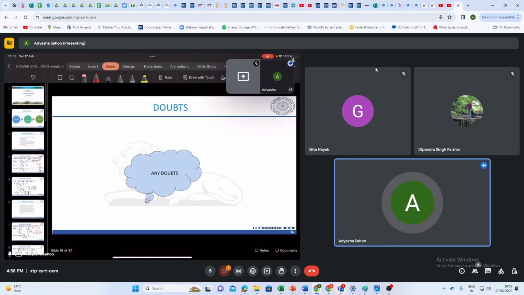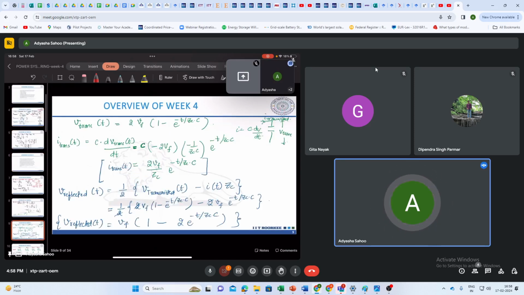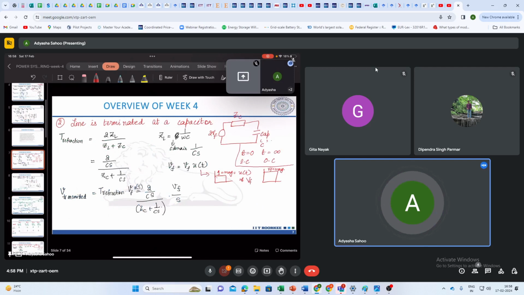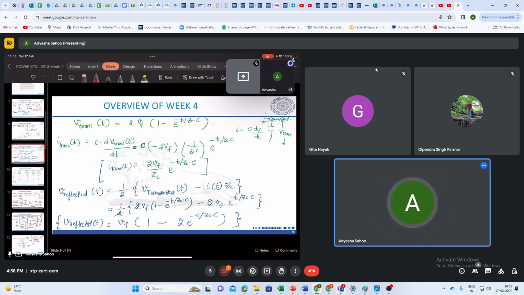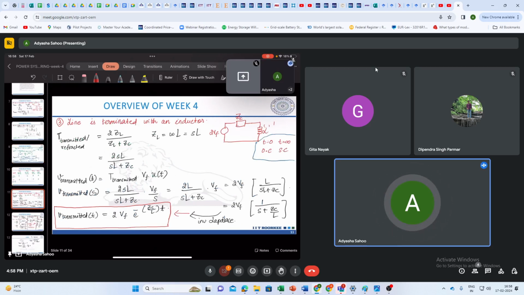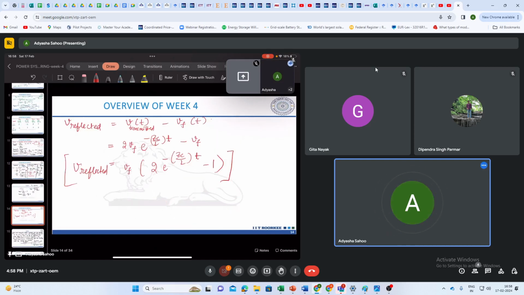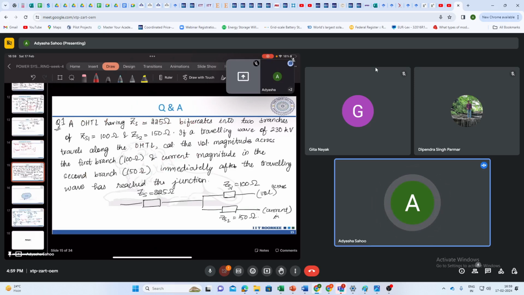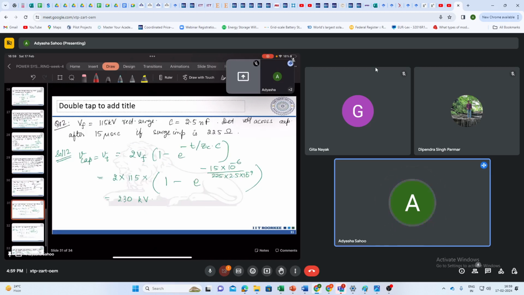So I hope this week's assignment was clear. Basically, this week's assignment was on the T junction or when the line is terminated with a capacitor. So we derived the formulas: when the line is terminated with a capacitor, what will be the transmitted voltage, reflected current, and transmitted current. Then the third special case we saw was when the line is terminated with an inductor, and we derived the expressions for those also. So using these three formulas, you can solve the assignment for this week. So I think all of this is clear.